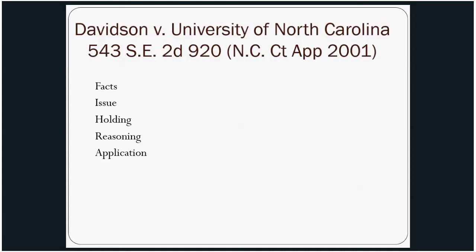Davidson versus the University of North Carolina. Davidson was a part of a junior varsity cheerleading squad. Does the University of North Carolina owe a duty to that group? They didn't provide them with a coach. They didn't really provide them with a lot of resources. But at what level should a university provide liability coverage for different categories of students?